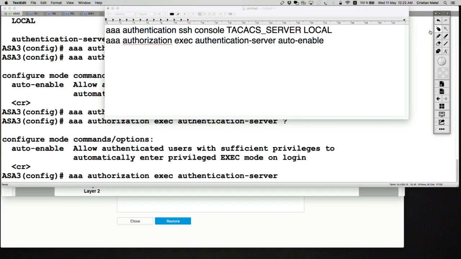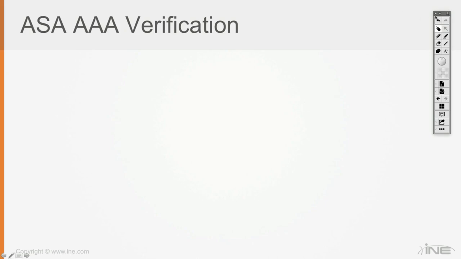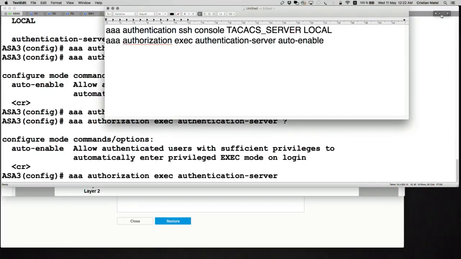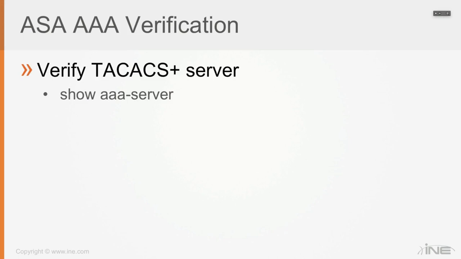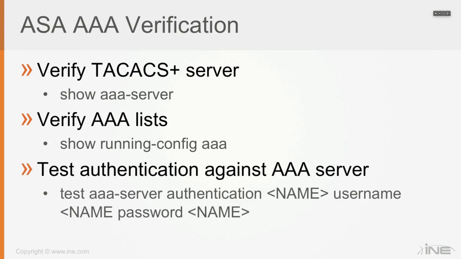Okay. Now, the last steps which we forgot to do, just to end with the ASA part, is verification. I'm not sure if we've done this. You verify the TACACS server with show aaa-server, and verify the AAA configuration with show running-config aaa. You can also test authentication against the AAA server using a very similar command as on the IOS part. It's not test aaa group, but test aaa-server, because the group is defined via an aaa-server configuration.